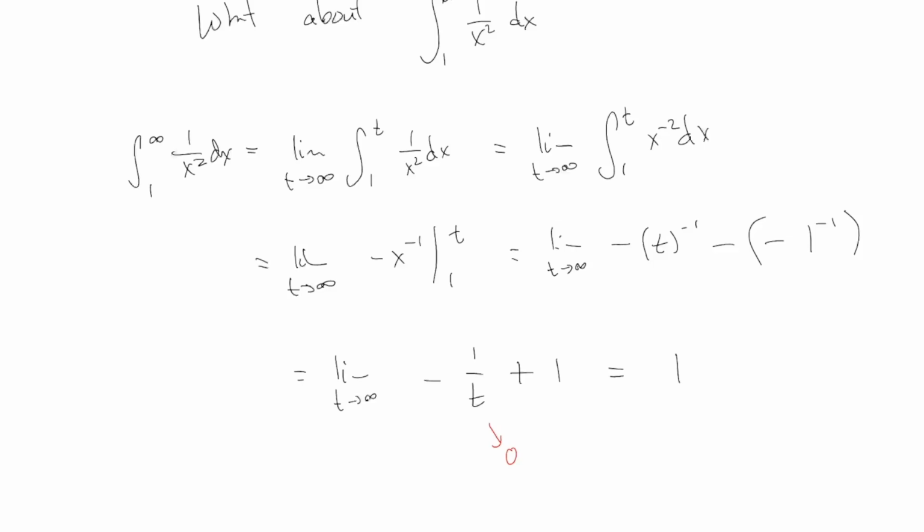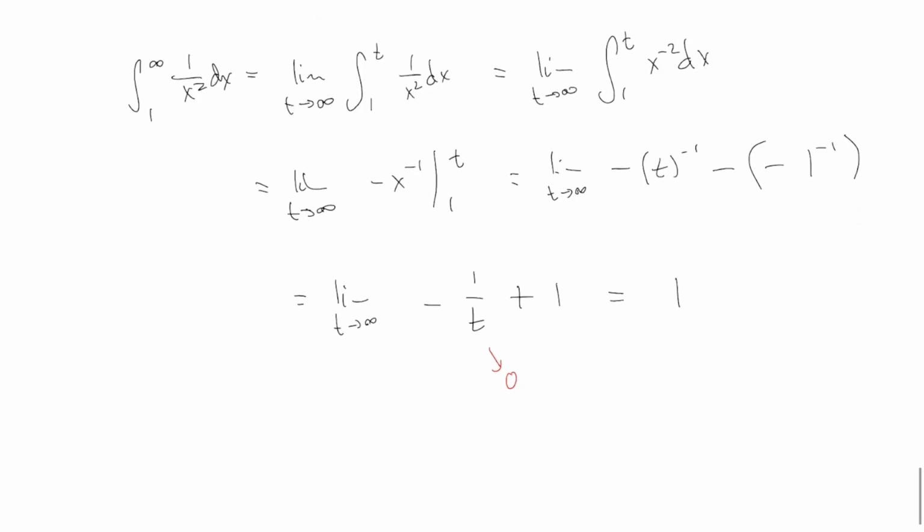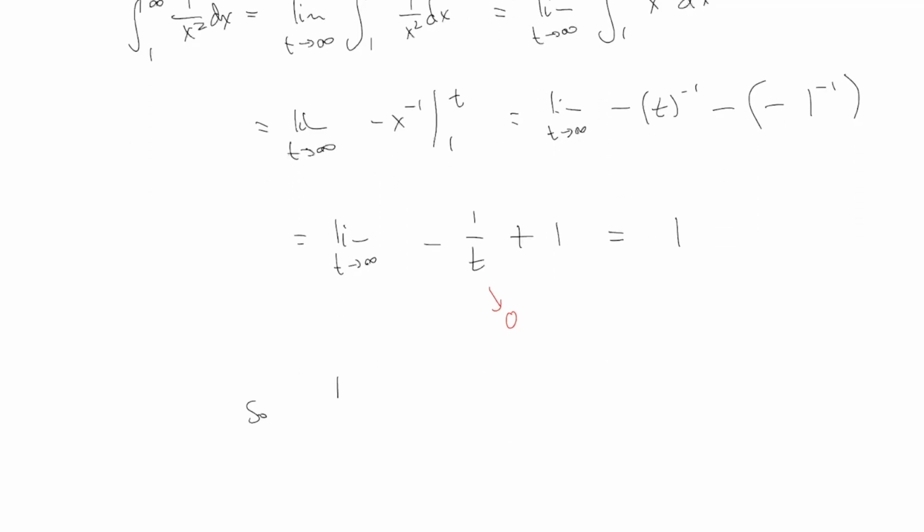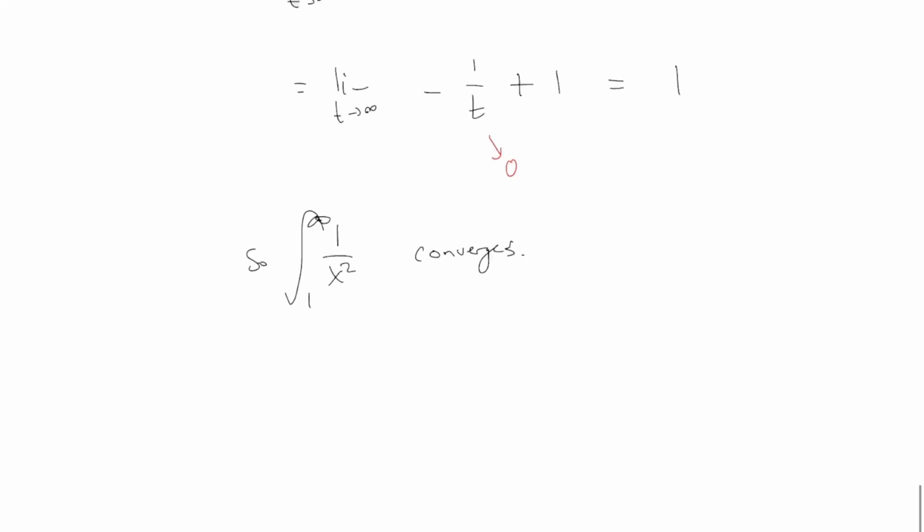So that means 1 over x diverges, but 1 over x squared converges. So 1 over x squared, this area, from 1 to infinity, converges. That area is not infinite, even though for 1 over x, it is infinite. This is, to me, very strange.